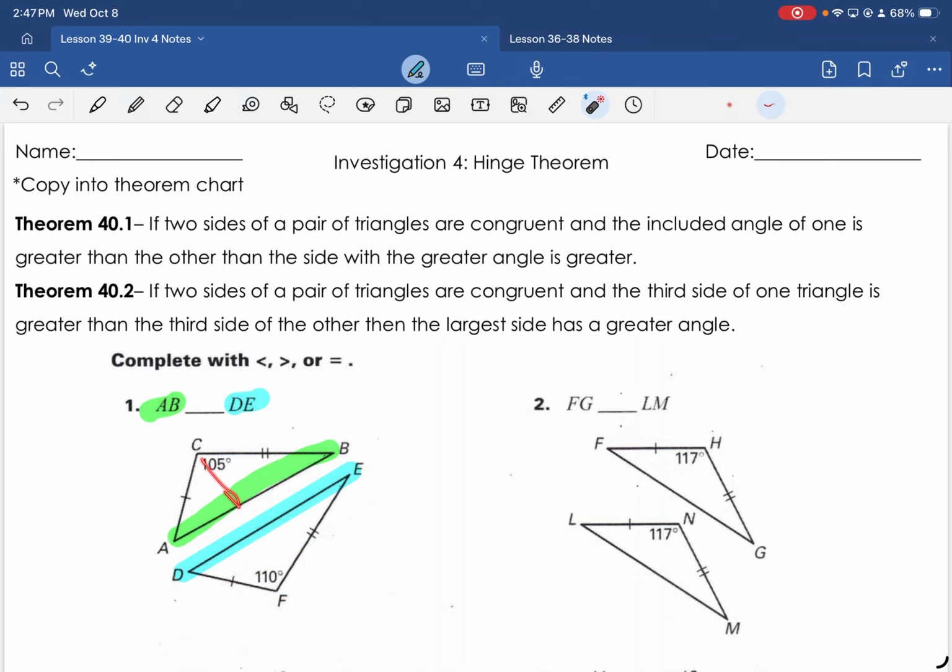Because remember how earlier we said opposites? So that means that our answer is DE is greater. Isn't that a piece of cake? That's all that theorem is saying. I know sometimes these words can be overwhelming because it's like, what did you just say? So I want to use a visual to help you understand what I'm talking about.